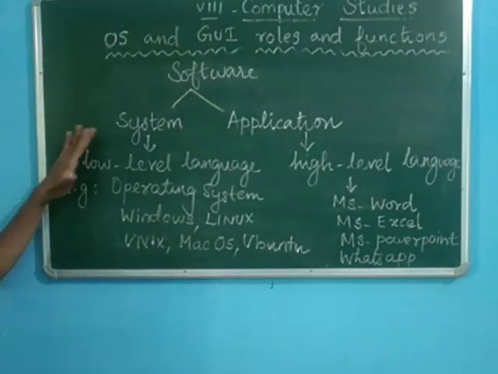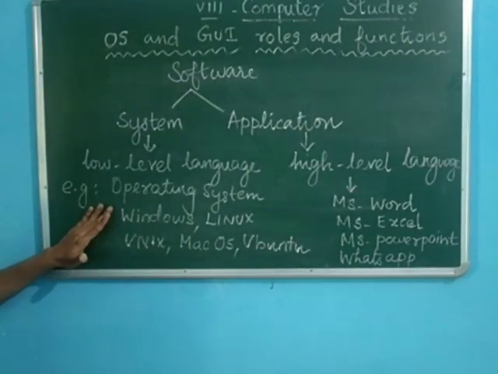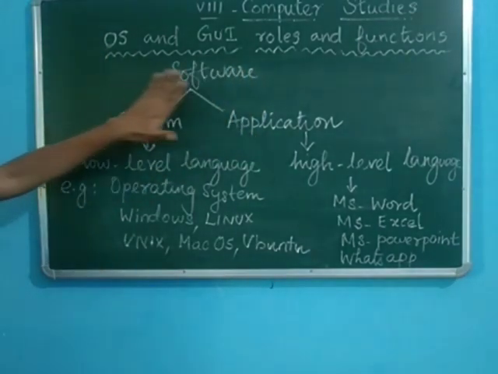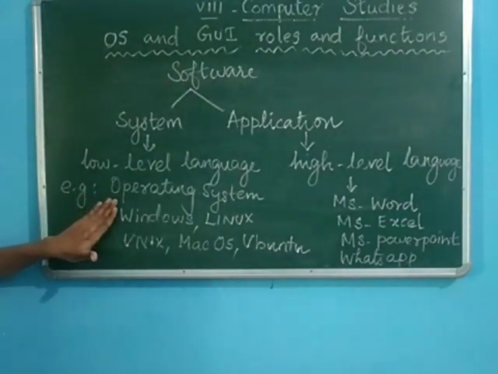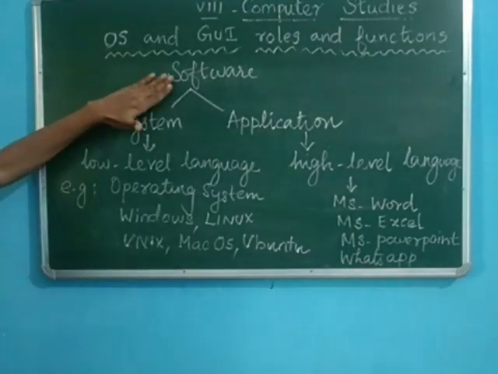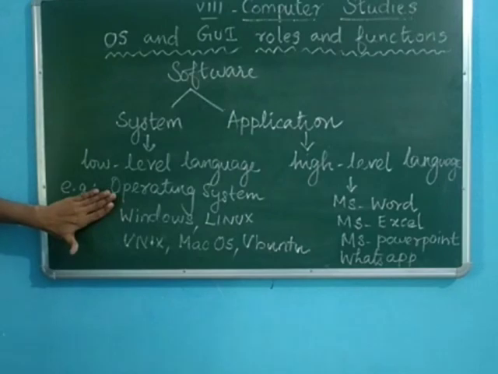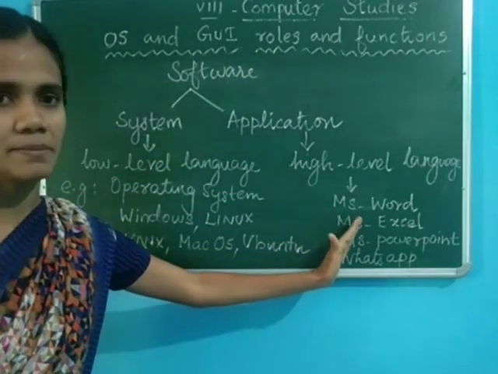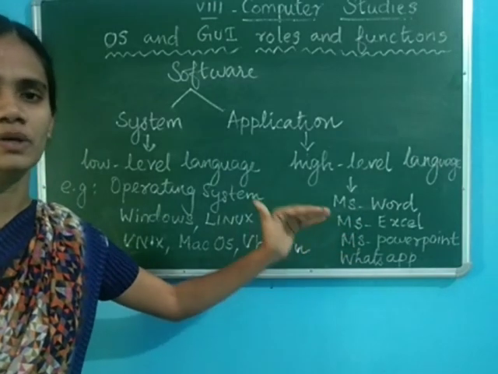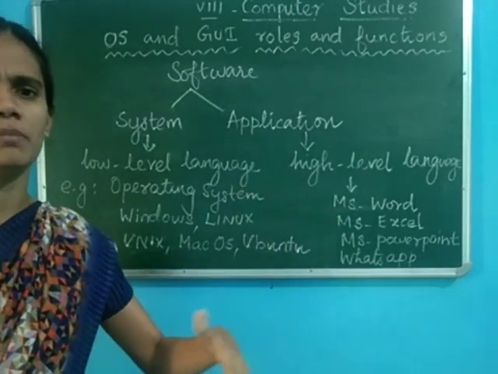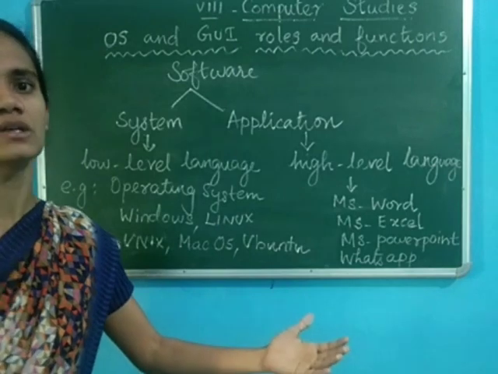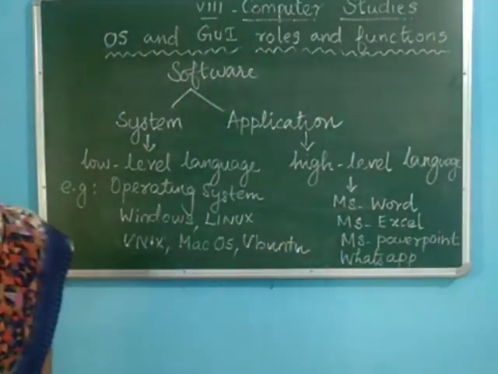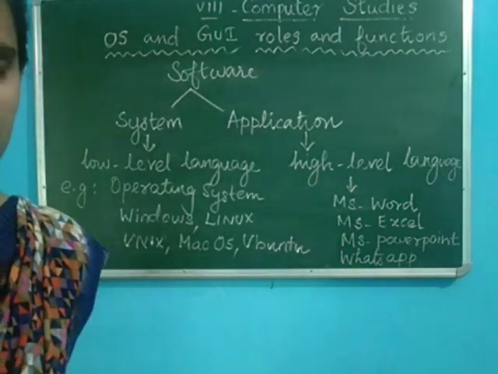The example for system software is the operating system. Because of this topic only, we are covering the software topic. Operating systems come under the software topic. The operating system is the best example for system software. These are MS Word, MS Excel, PowerPoint, WhatsApp. We are using various apps like Paytm. These are the various application softwares. Now we will discuss the operating system.